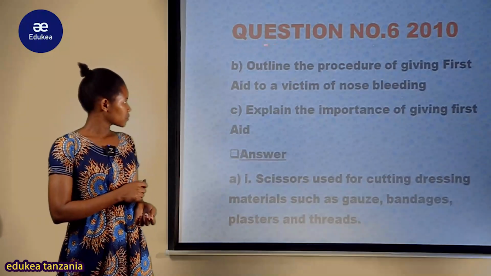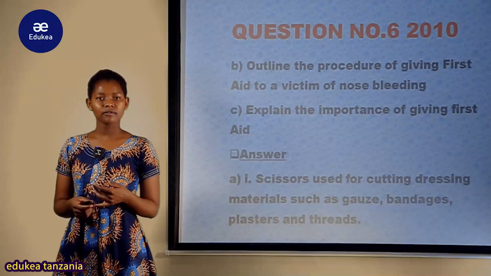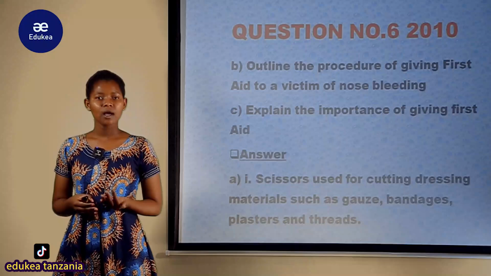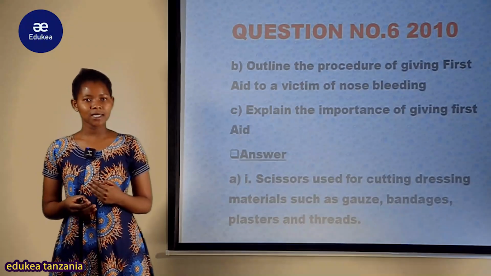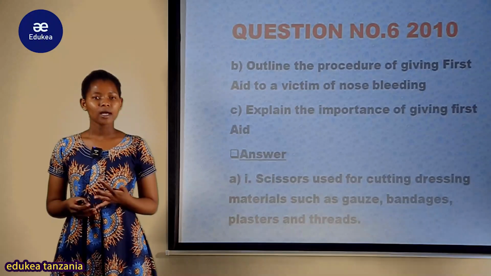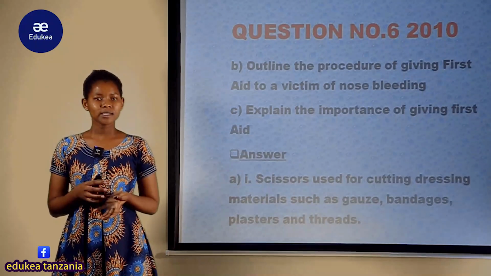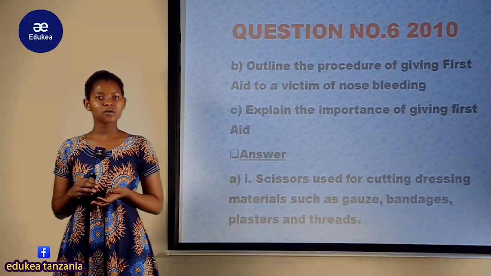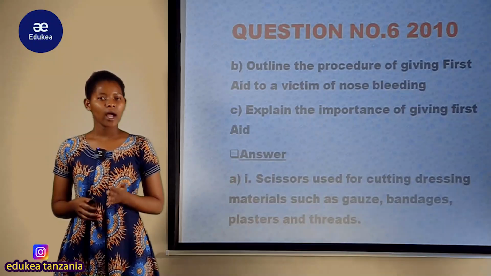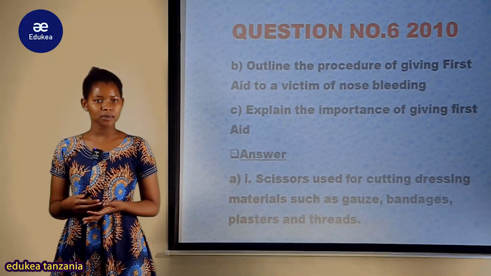And you can see our first part, we need to explain the uses of some components of the first aid kit. Before, tujikumbushe first aid kit ni kitu gani? First aid kit ni sanduku la huduma ya kwanza. Na sanduku la huduma ya kwanza linakuwa lina components nyingi ambazo zinatumika katika kusaidia kutoa huduma ya kwanza kwa mtu ambaye amepatwa na tatizo. Na hapa tumepewa some components, inabidi tuzitolee matumizi yake.